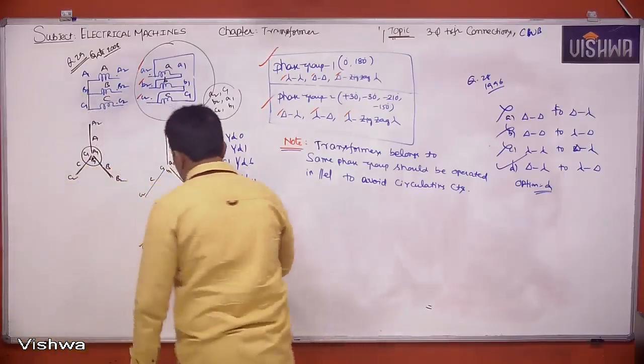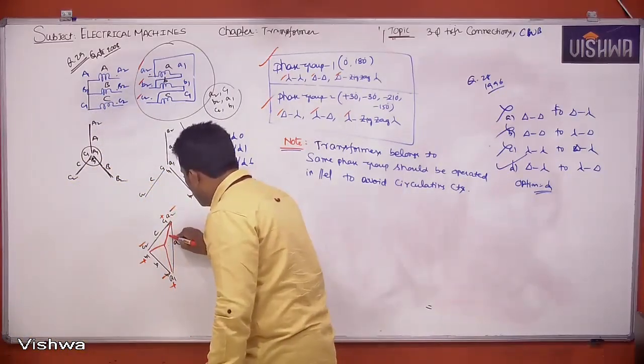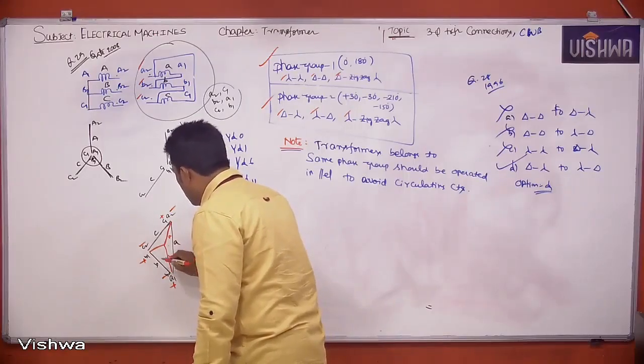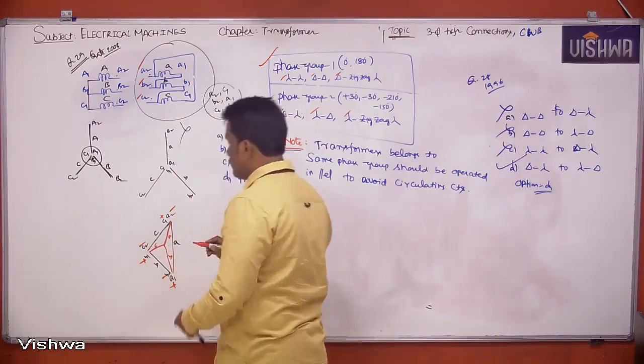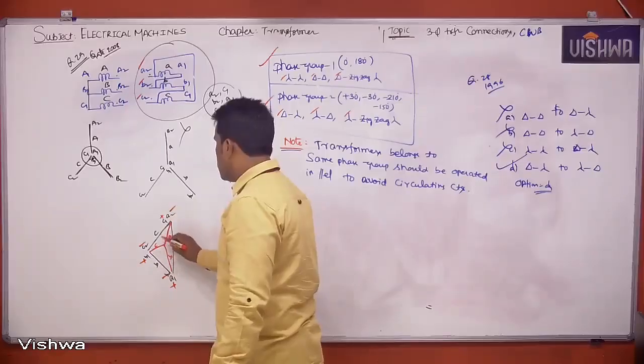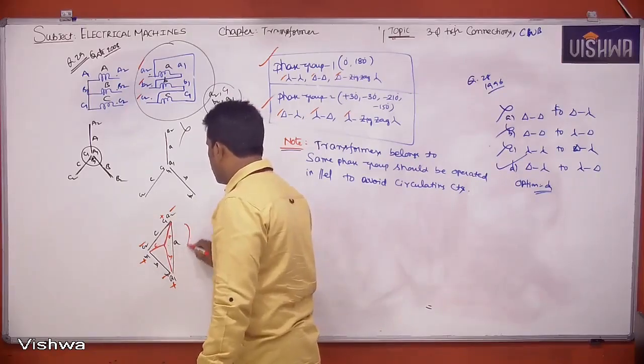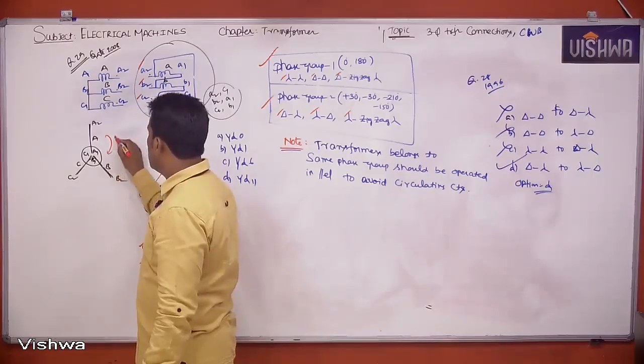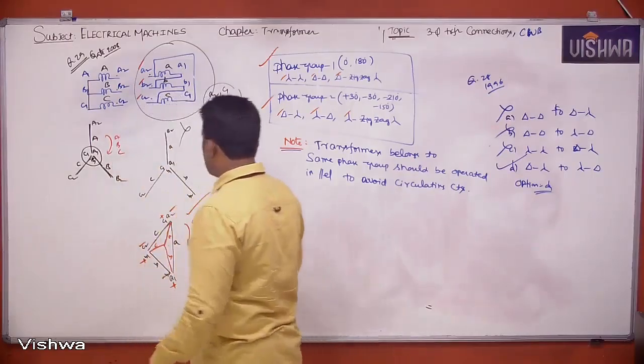Now tell me, what is this vector? It is connected to A. So A. It is connected to B2, B. It is connected to C2, small c. That's it. What is the phase sequence here? ABC is the phase sequence. And here what is the phase sequence? ABC is the phase sequence. Now this one is correct.